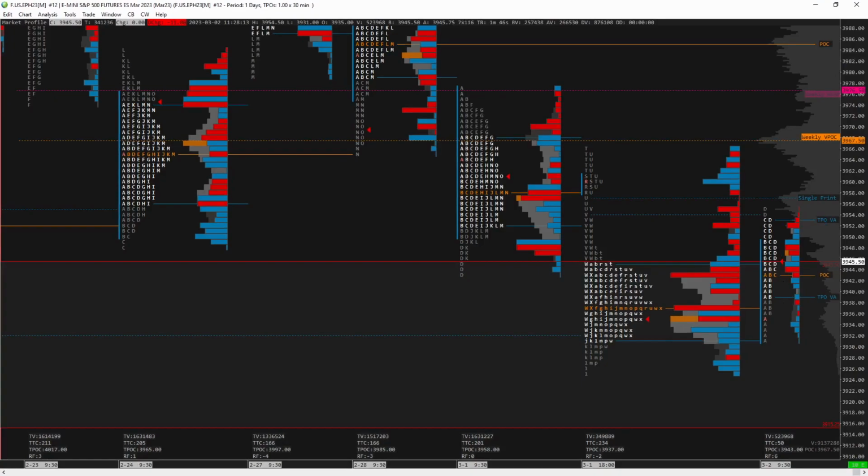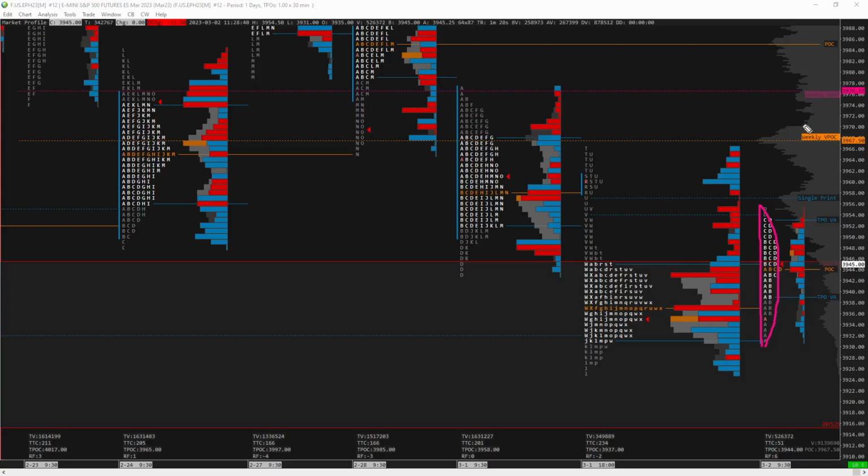For those who don't know what we're looking at, this is the TPO chart, also called market profile chart, and TPO stands for time price opportunity. What we see here is the makings of a D-shaped profile or bell-shaped curve, either or. What that means is price in this range, in this session, is balanced. We are happy to trade here.